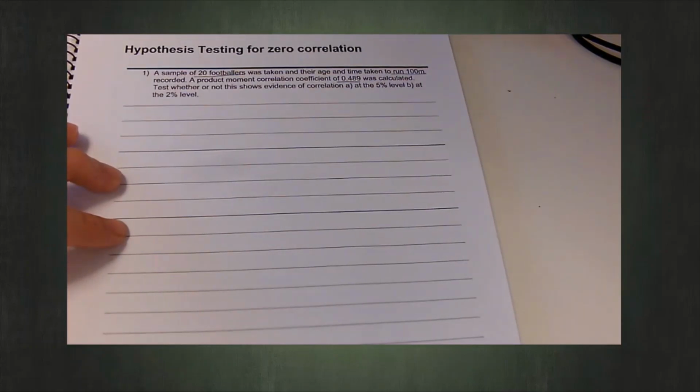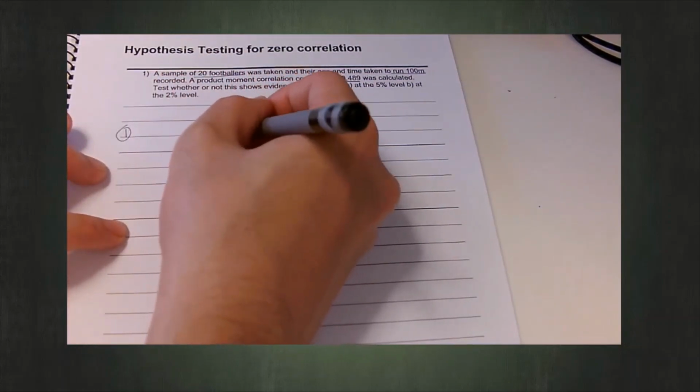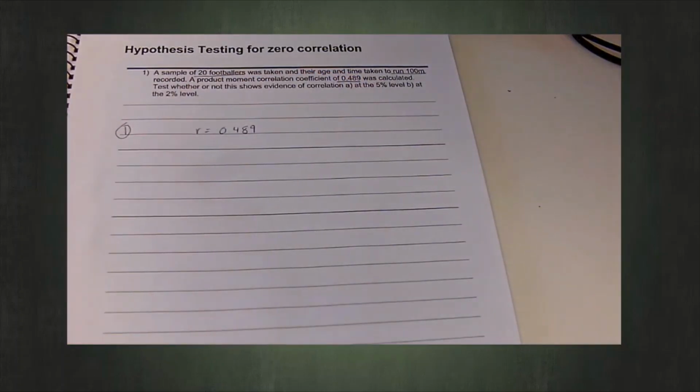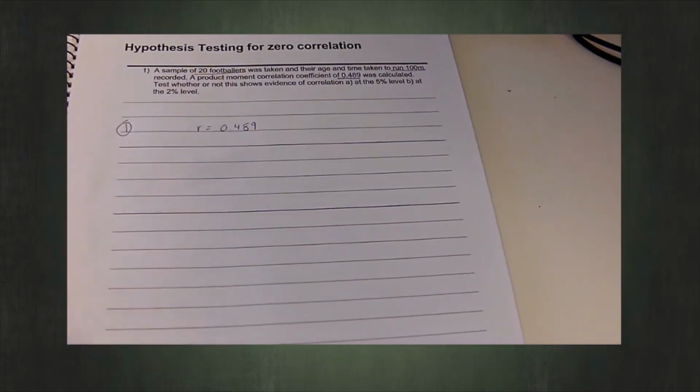Test whether or not this shows evidence of correlation at the 5% level or at the 2% level. So let's just try and understand this. The value of R for the sample was 0.489. That would indicate a fairly positive correlation between age and time taken to run, which would make sense in the real world in terms of age of an individual and the capacity to run 100 meters. But is it showing evidence of correlation according to the significance levels? Would it show evidence of correlation for a population?